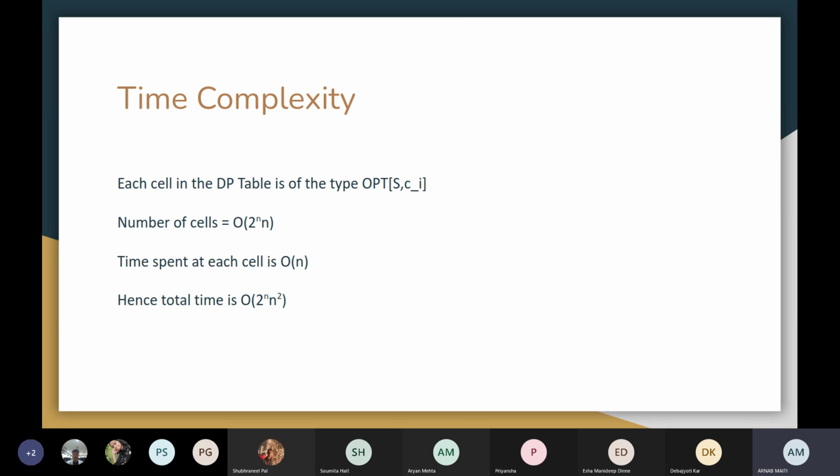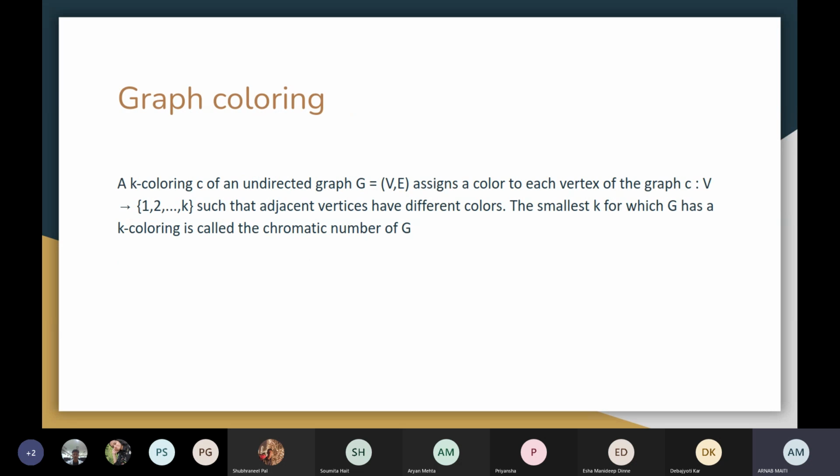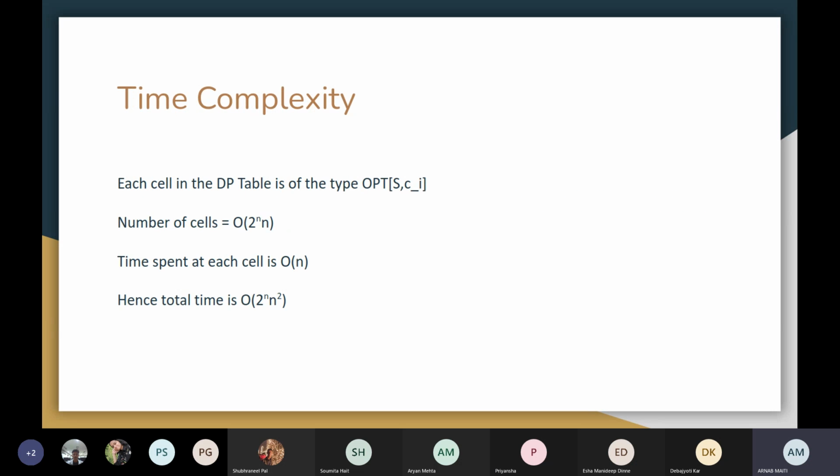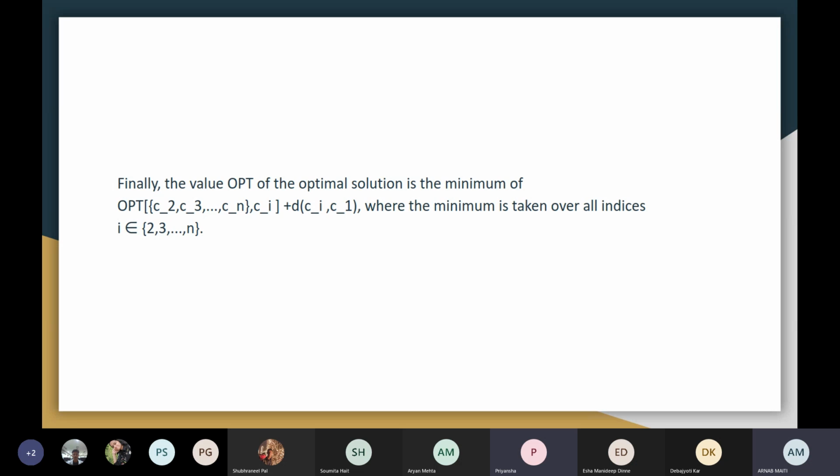So I'll move to the next problem, which is, I have another doubt. Yeah, ask. How is the time spent that each cell is O(n)? I didn't understand.